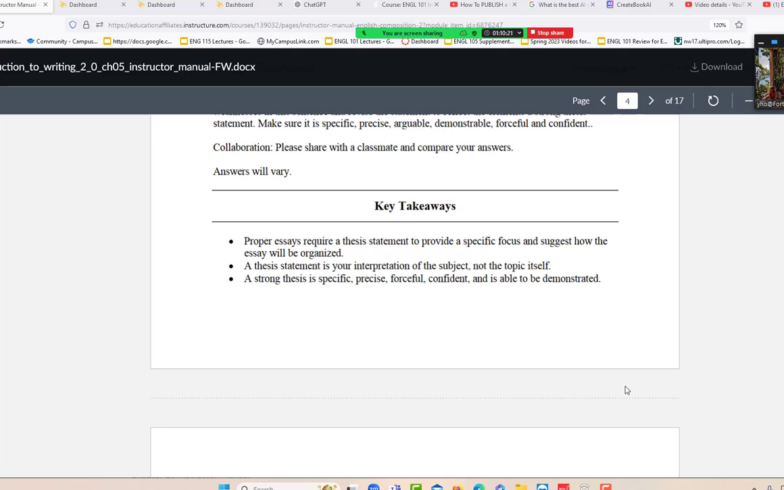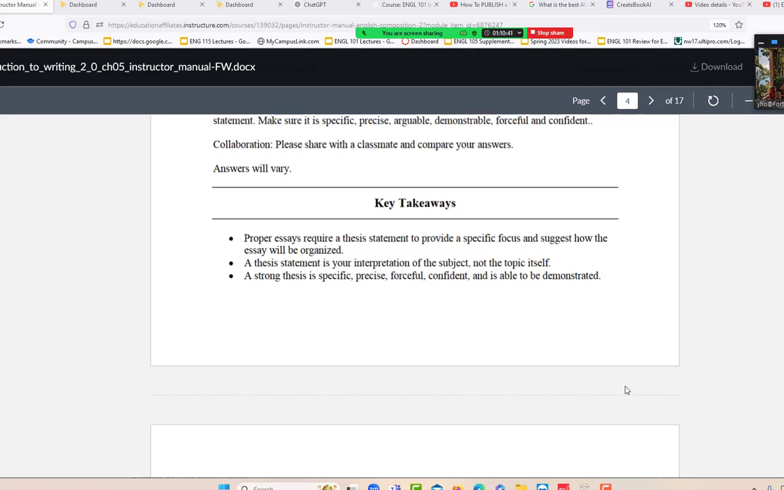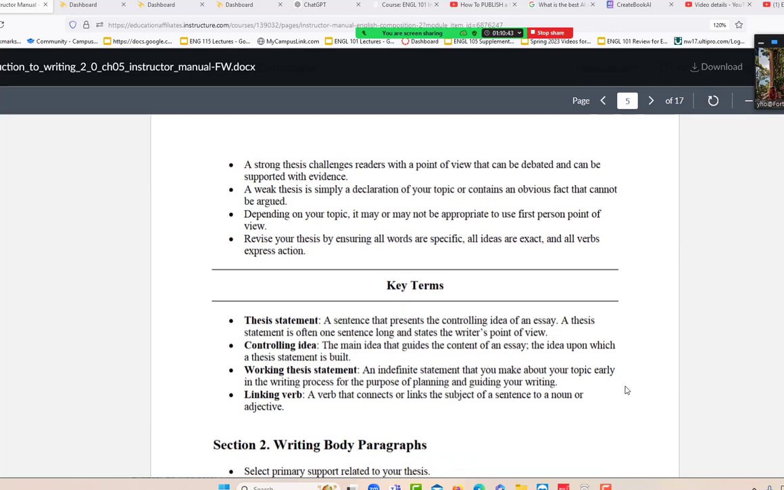And so proper essays require a thesis statement to provide a specific focus and suggest how the essay will be organized. A thesis statement is your interpretation of the subject, not the topic itself. A strong thesis is specific, precise, forceful, confident, and is able to be proven with credible evidence. A strong thesis is debatable and can be supported with evidence.